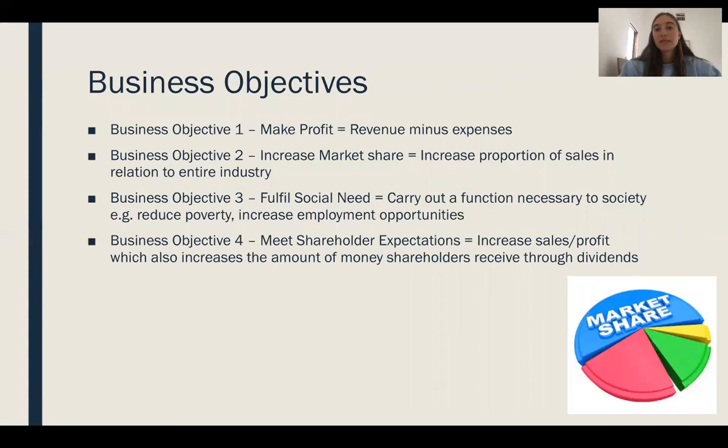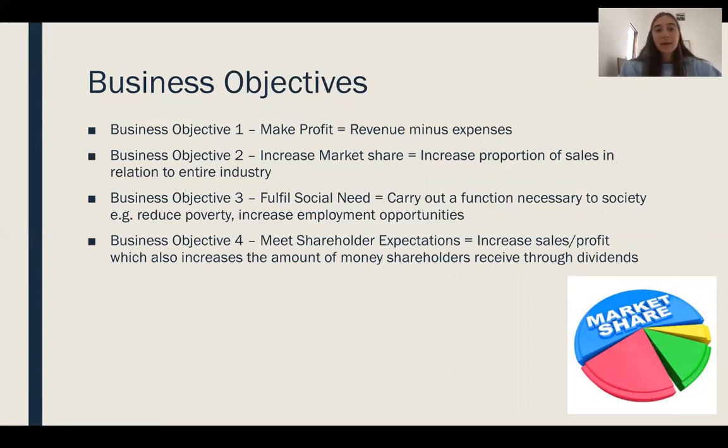Now we move on to our business objectives. There are 4 main business objectives that come up in business management, and these are things that you really need to get a good grasp on. Really all you need is a good definition of each one and a general understanding of what each is. These will come up again and again and again throughout the course.